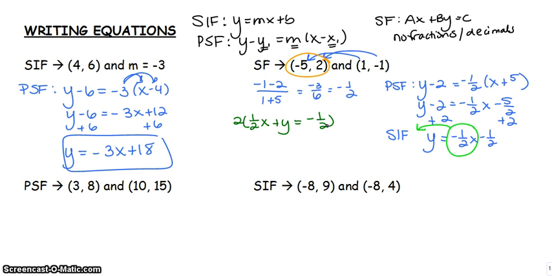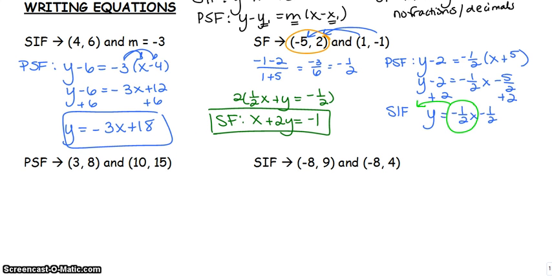If they weren't the same, you're going to multiply with the least common multiple so you can get rid of both of them. And that gives us 2 times 1/2 is 1x plus 2y is equal to a negative 1. And this would be our equation finally in standard form.